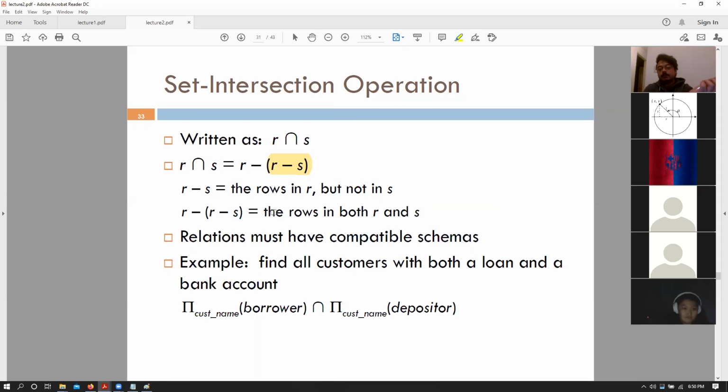And we can have multiple uses for this. So for example, find all customers that have a loan as well as a bank account. What do we do? Project out the customer name from the deposit relation, project out the customer name from the borrower relation. These are all customers that have taken a loan. These are all customers that have a bank account. Joining both of those together using an intersection would give us all customer names that have both an account and a loan, right?